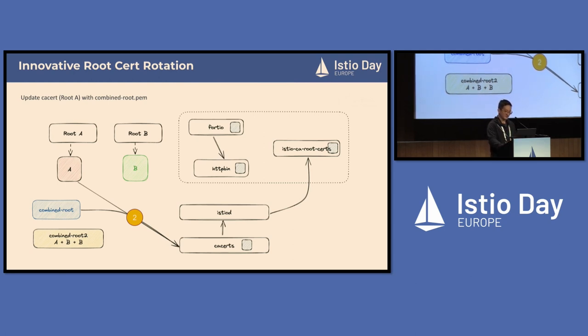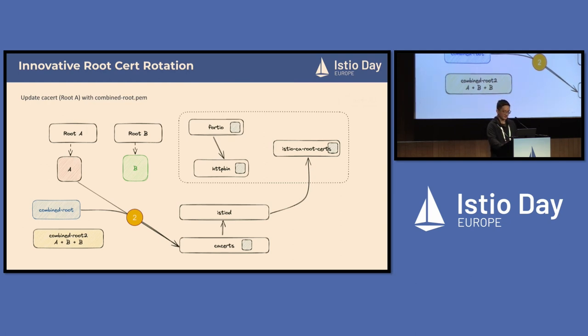And because of the old metrics, the new workload cert is valid for both A and B. So maybe you can imagine the next step is to just change everything to root B with the combined root, but there will be a little traffic downtime if you just do it.